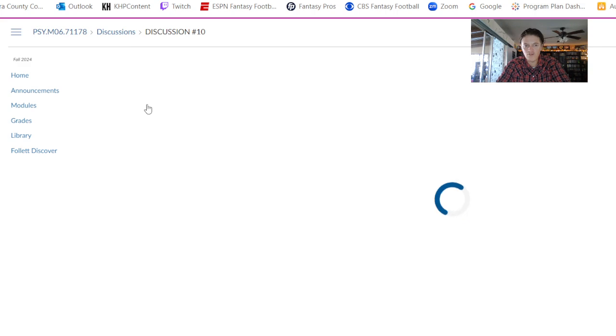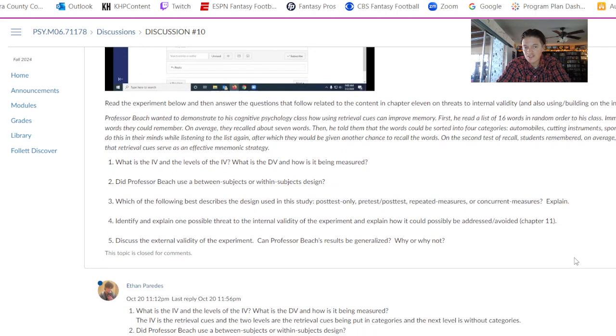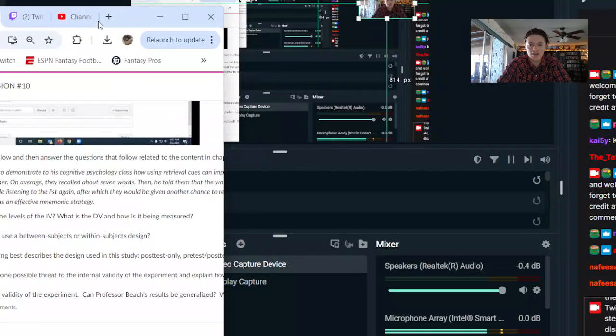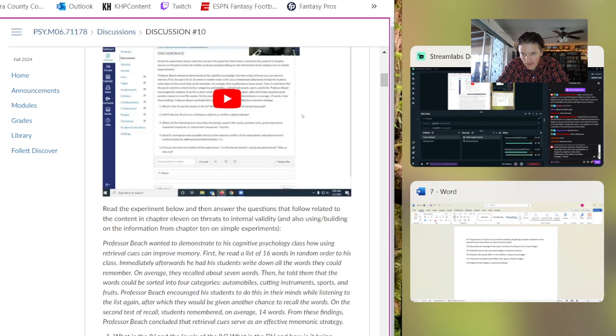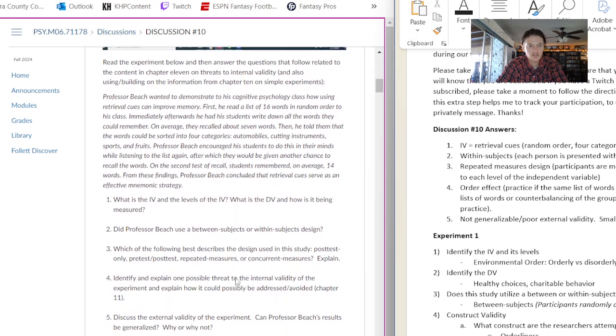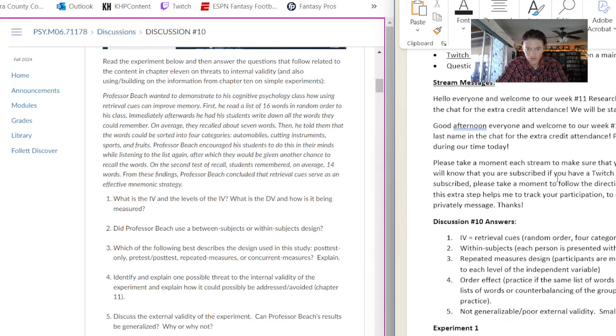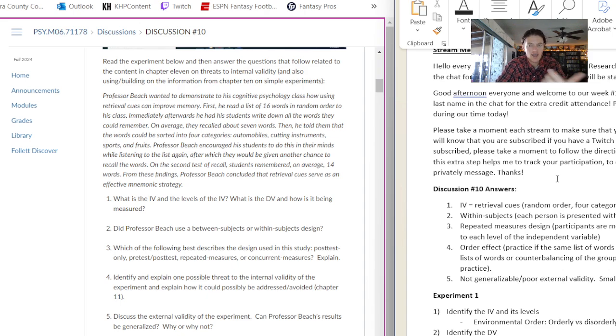And so I can highlight for you some of the answers and responses. Most of you did a really good job on this. I thought you did a great job of identifying these components. I have them here on my document just to help myself walk through it with all of you. So when you were looking at this little experiment done by Professor Beach, the independent variable was retrieval cues, and the different conditions were random order, and then the four categories. The dependent variable was memory, and that was operationalized by the number of words that were recalled.